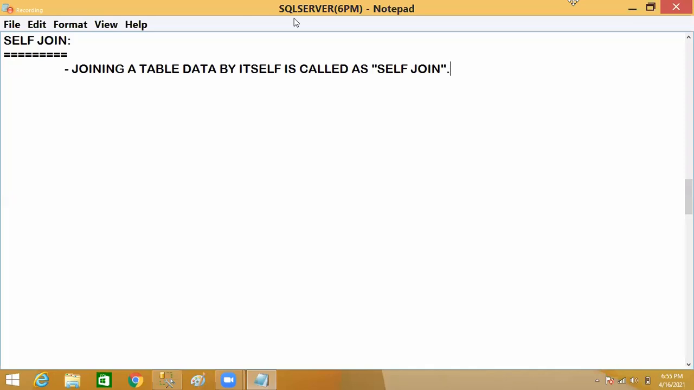Right. So joining a table data by itself. Now tell me, guys, by looking at this statement, can self join be implemented on multiple tables or on a single table? Tell me now. By seeing this definition, how many tables can I use in a self join? One table or more than one table?